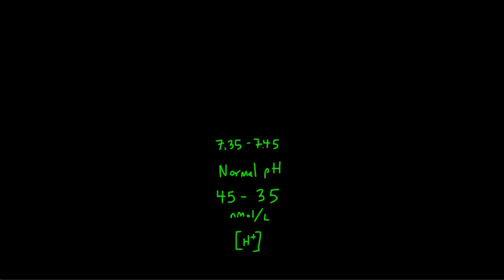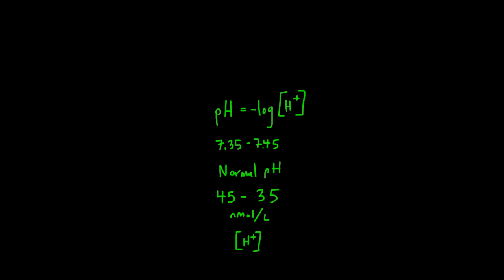Okay, so this is the first in a series of videos about acid-base physiology. What we're mainly concerned with is the pH of your body. The normal pH is between 7.35 and 7.45. And remember, the pH equals the negative log of the hydrogen ion concentration.